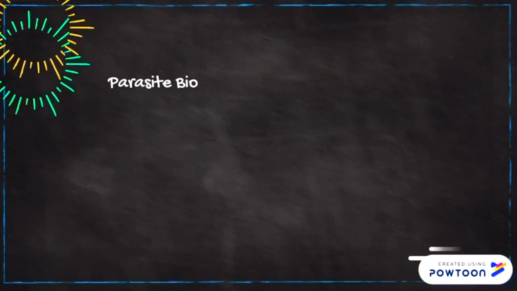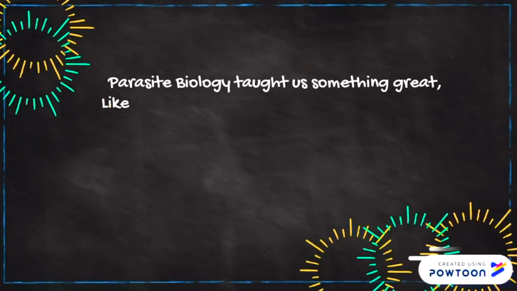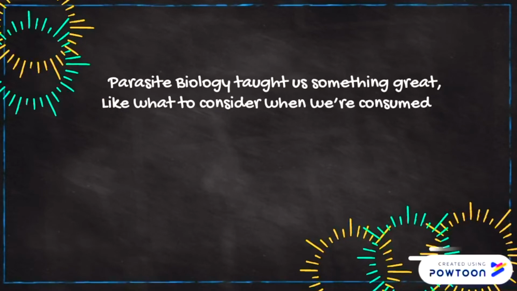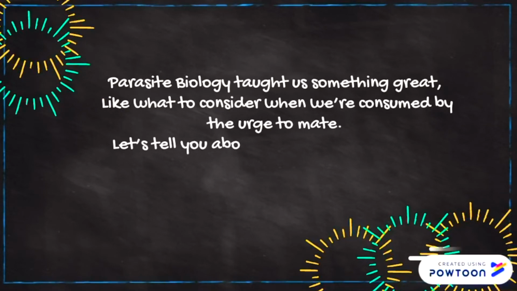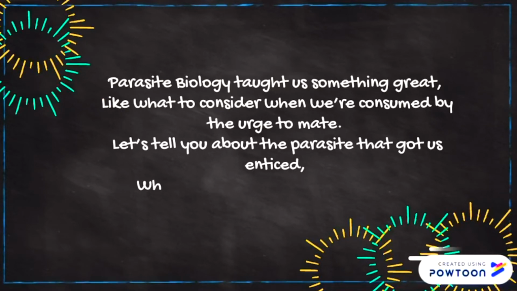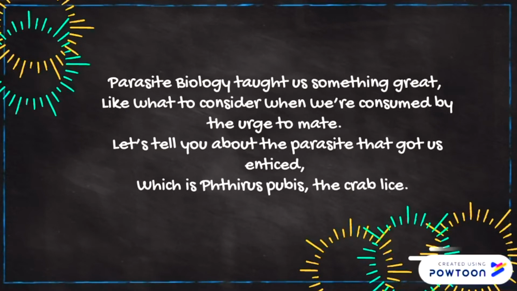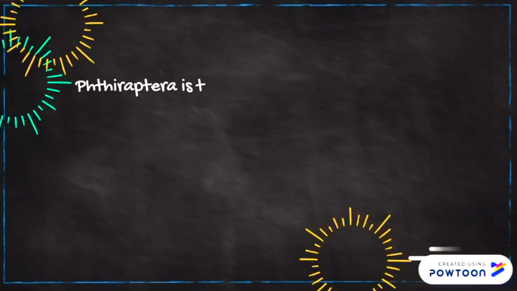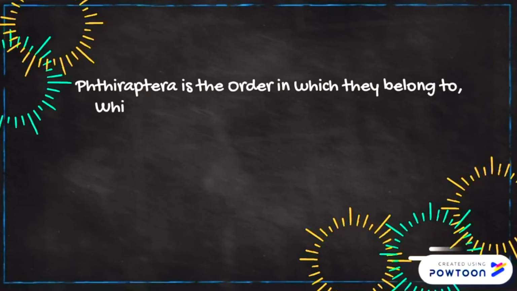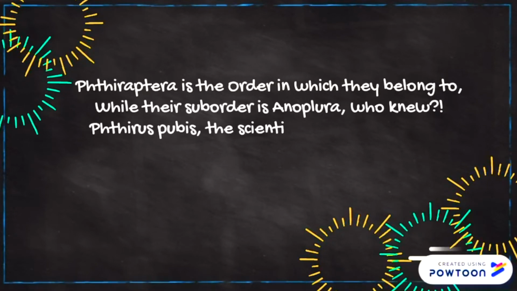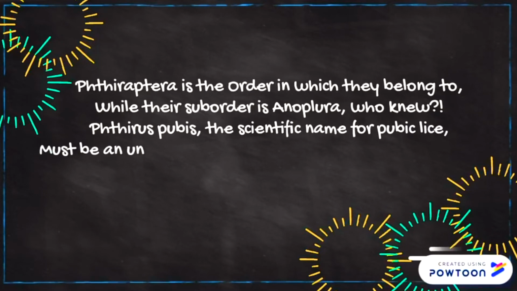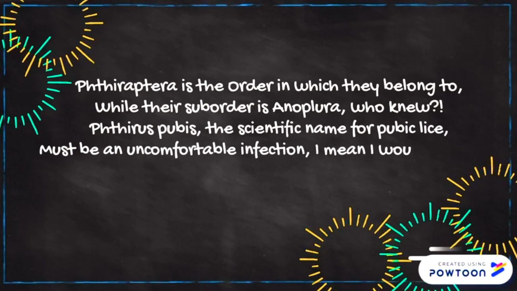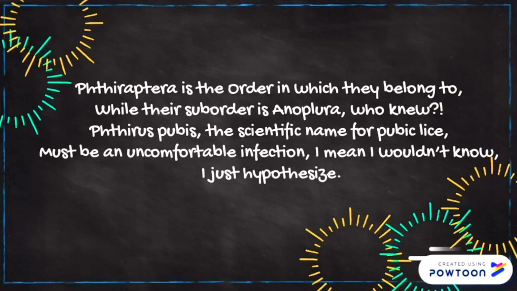Parasite biology taught us something great, like what to consider when we're consumed by the urge to mate. Let's tell you about the parasite that got us enticed, which is Phthirus pubis, the crab lice. Phthiraptera is the order in which they belong to, while their suborder is Anoplura. Who knew? Phthirus pubis, the scientific name for pubic lice, must be an uncomfortable infection. I wouldn't know, I just hypothesize.